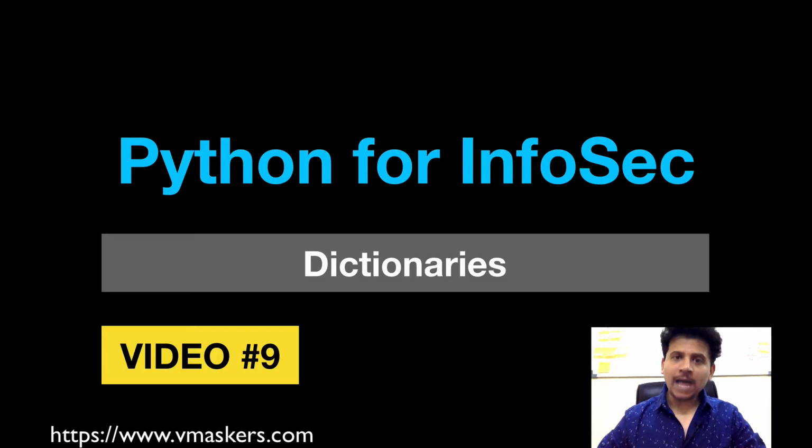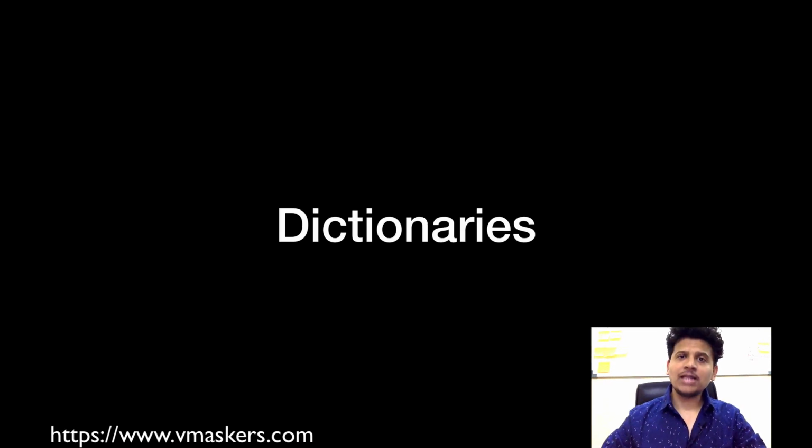This is video number 9 and in this video we are going to see dictionaries. Dictionary provides a hash table that can store objects. It consists of items that can contain a key and value. Key has to be unique but value can change. Let's see an example of a dictionary.